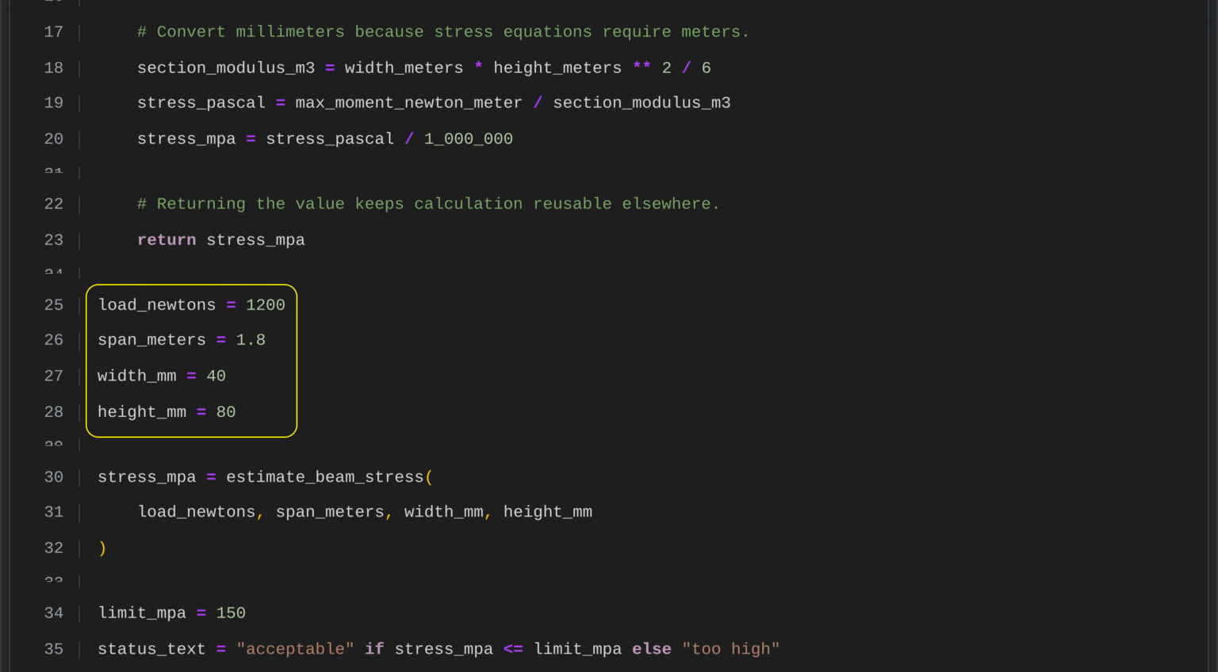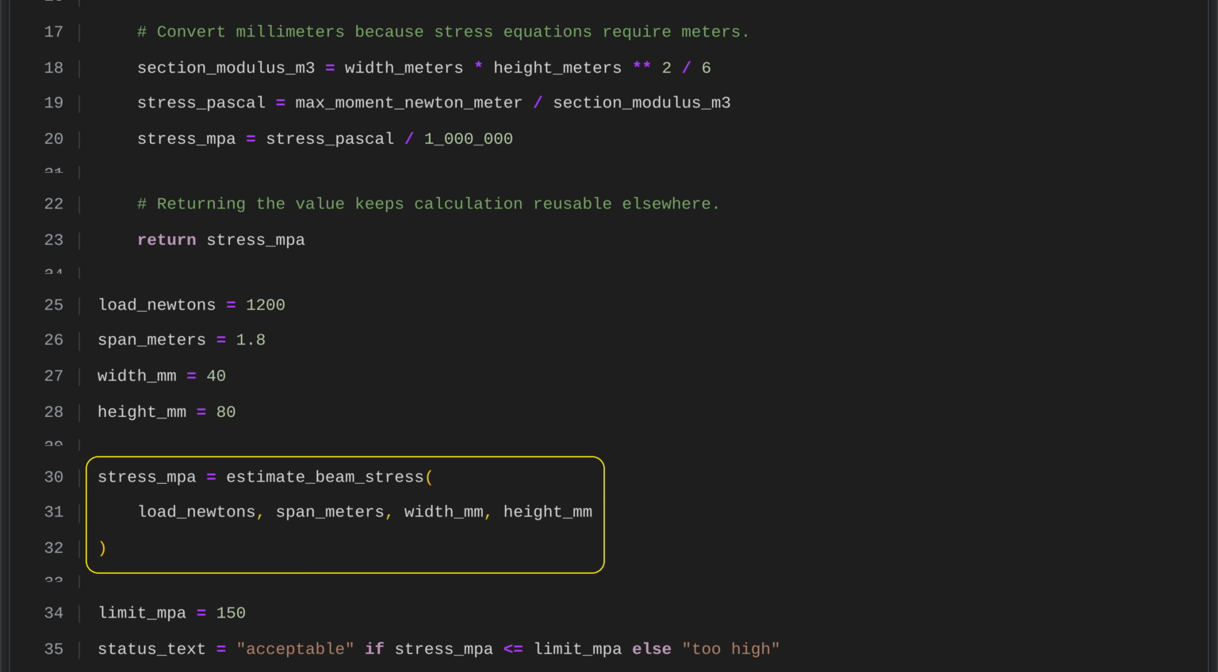The beam setup defines a 1,200 Newton load, a 1.8 meter span between supports, and a rectangular cross-section that is 40 millimeters wide and 80 millimeters high. These dimensions provide the needed inputs for calculating beam stress later.